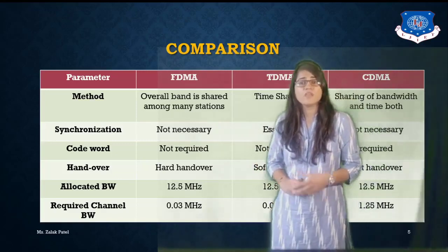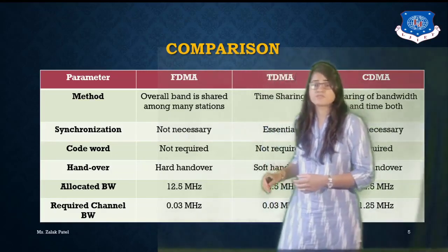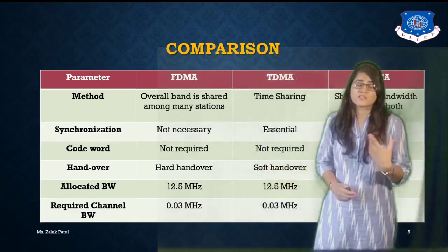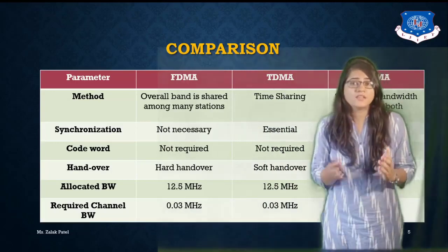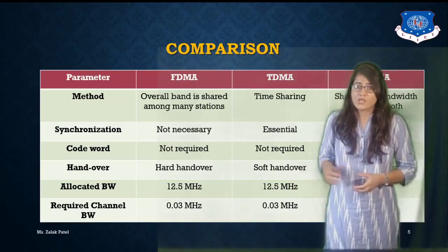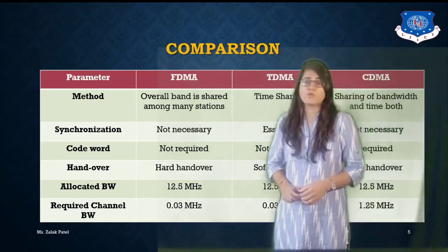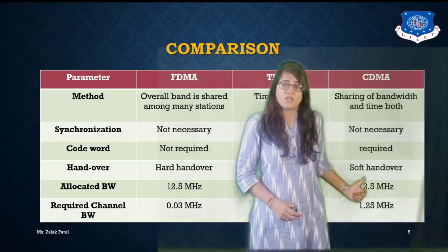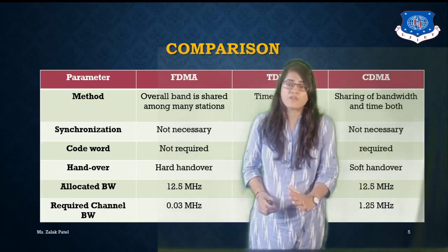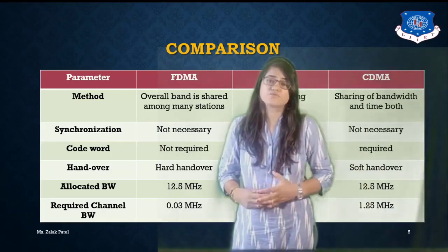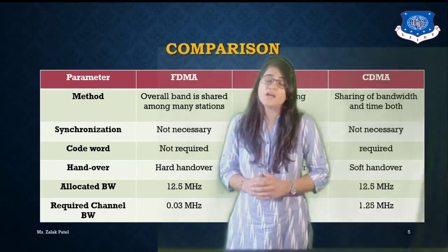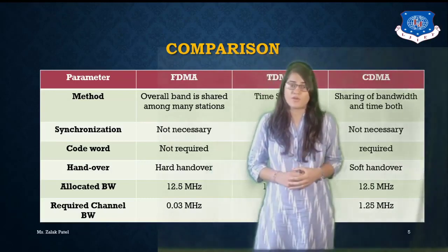In case of TDMA, it is a type of soft handoff, means first the new connection will be made and then the old connection will be broken. So it is a type of soft handoff. In case of CDMA, if we want to talk about CDMA, then in that case also the soft handoff, means the first distribution will be done for the newer cells and then the older connection will be broken.